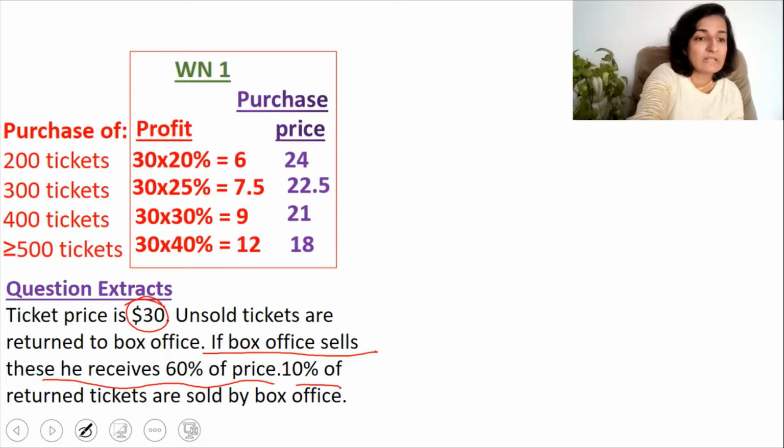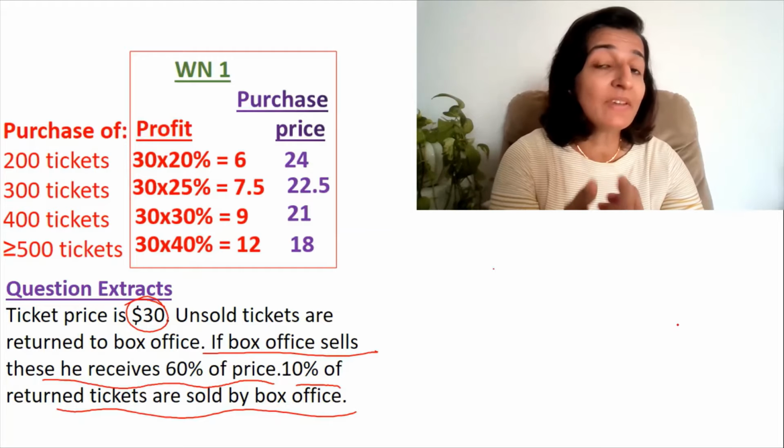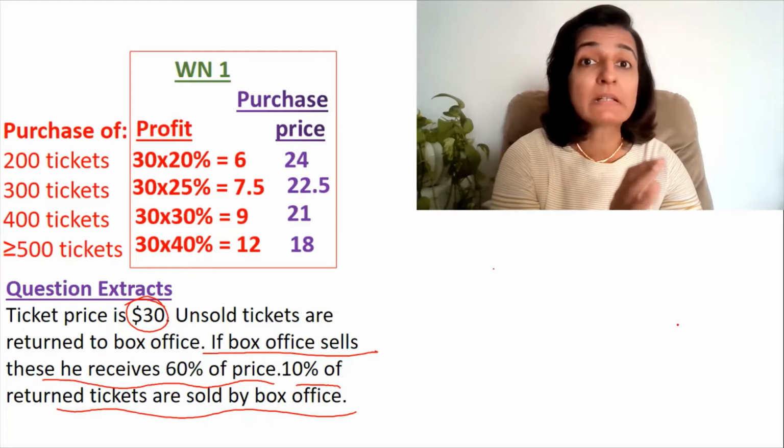10% of the returned tickets are sold by the box office. If at all he is unable to sell any tickets, he can return this to the box office. Out of these return tickets, the box office is able to sell only 10%, which means that 90% of the return tickets the box office is not able to sell. Now let's see what is the amount that we get from the box office if we return the tickets.